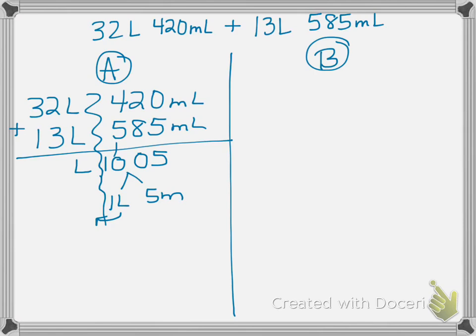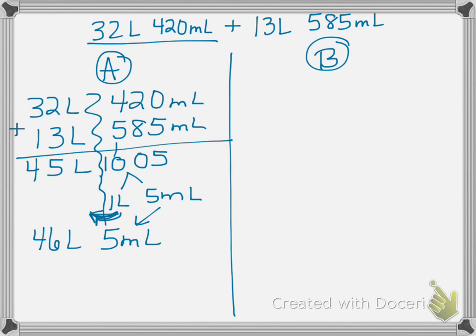So bring my unit down. 2 plus 3 equals 5, and 3 plus 1 equals 4. But I need to add the liter that I got over here. So 45 plus 1 equals 46 liters, and I'm left with 5 milliliters.